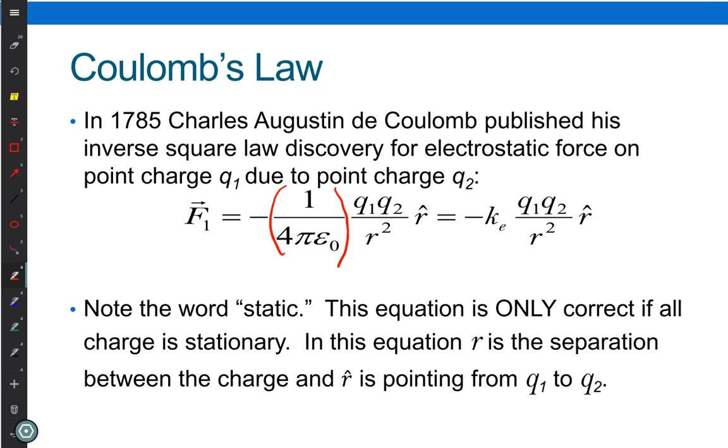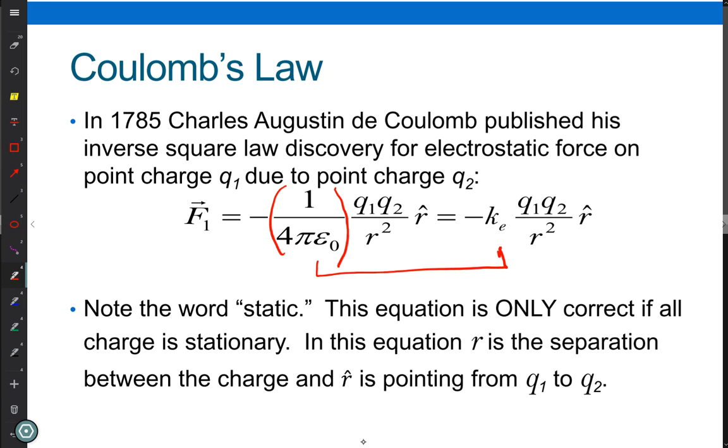1 over 4 pi epsilon sub 0. Epsilon sub 0 is on the next slide. It's the permittivity of free space. That epsilon sub 0 tells you how easy it is for charge to go through a vacuum. And so that's just a constant, the 1 over 4 pi epsilon 0.